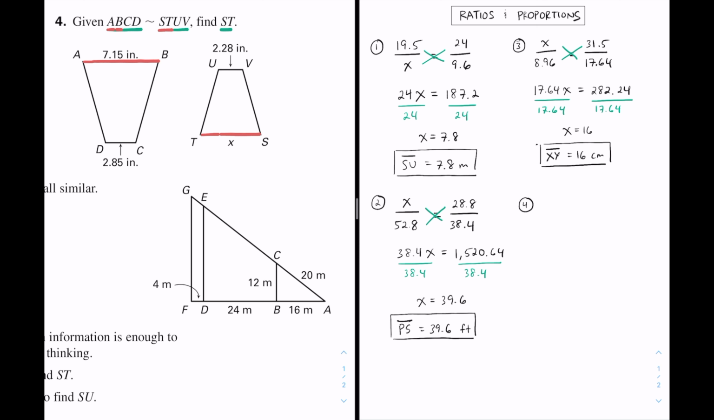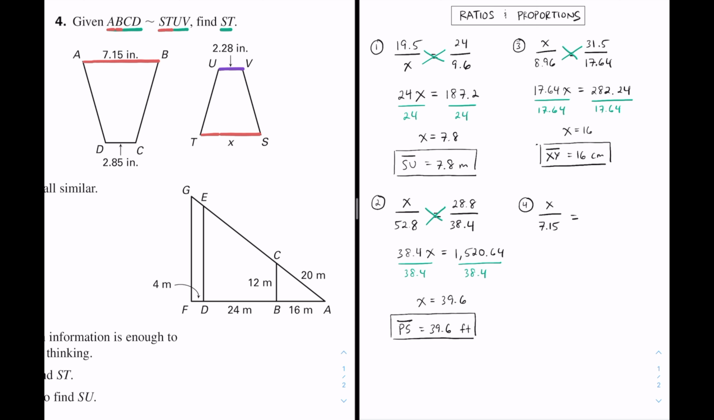Okay, so maybe I'll go from the trapezoid to the right to the trapezoid on the left. I think it's the smaller to maybe the bigger one. So I'll do TS, which is X. And we said that corresponds with the 7.15, or 7 and 15 hundredths. Okay, so we have that part started off. That's the ratio of the right one to the left one. And what else do we know from the right one?